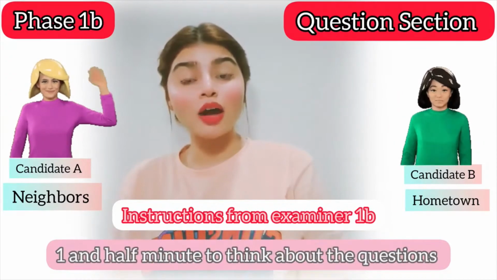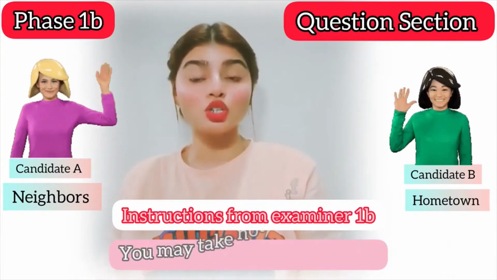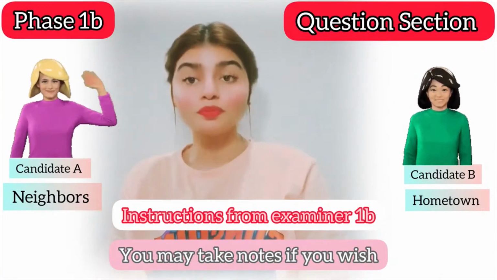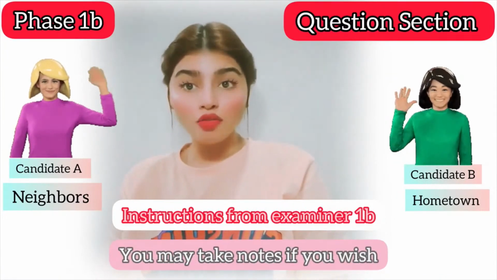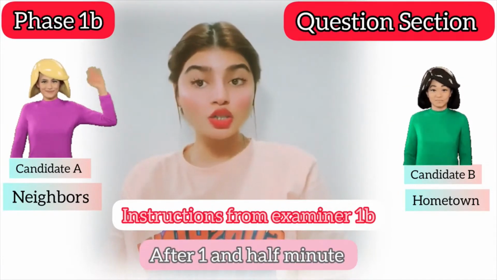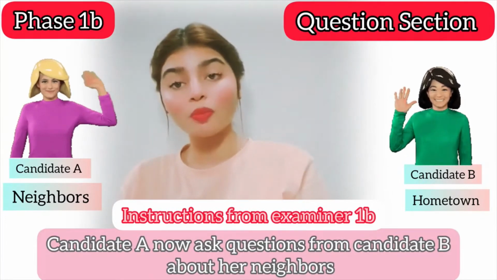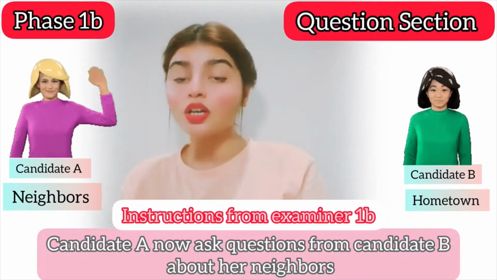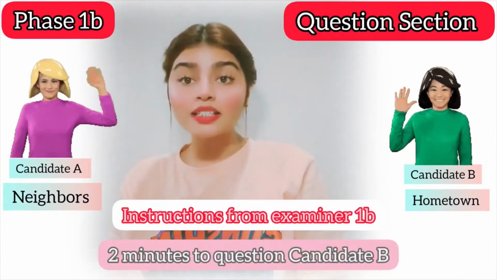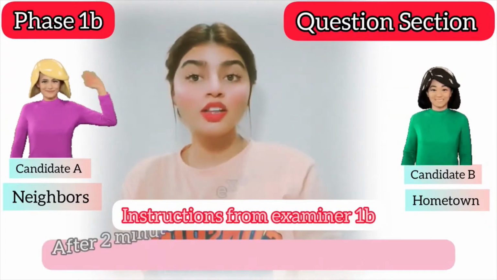Then the examiner allows 1.5 minutes to think, and provides you with a paper and pencil to take notes if you wish. After 1.5 minutes, the examiner says to candidate A, now ask your questions from candidate B about her neighbors. And the examiner allows 2 minutes for questioning the other partner.